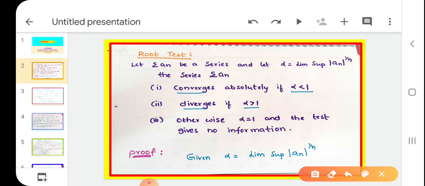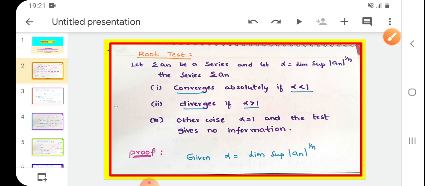Here the series is summation a n, but we take a n power 1 by n and find that limit. The value of the limit of a n whole power 1 by n is alpha. If alpha is less than 1, the given series is convergent absolutely. If alpha is greater than 1, the given series is divergent. If alpha equals 1, we can't say whether the given series is convergent or divergent.